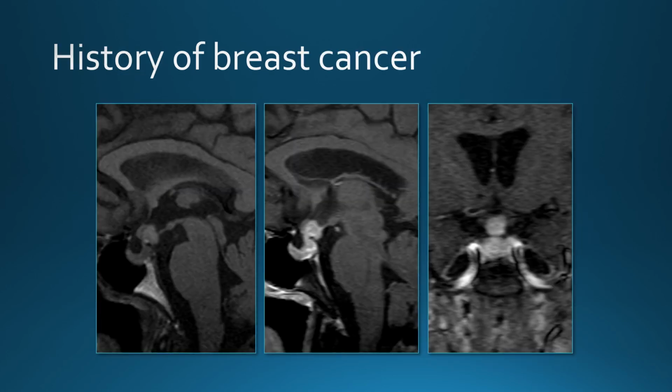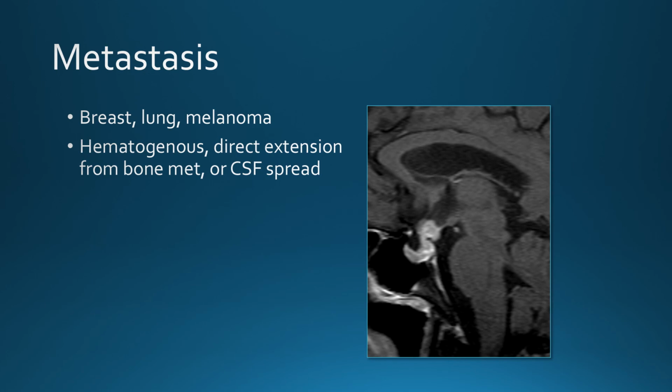Patient with a history of breast cancer, pre and post contrast images, see an enhancing mass. In this case, it's mostly in the pituitary stalk and hypothalamus, partly in the pituitary gland itself. So this is metastasis. So metastases, most commonly breast, lung, melanoma, but pretty much anything can do it. You can have hematogenous metastasis, again, either to the gland or the stalk. Or sometimes you can have direct extension from a bone metastasis or spread along the CSF to the pituitary.